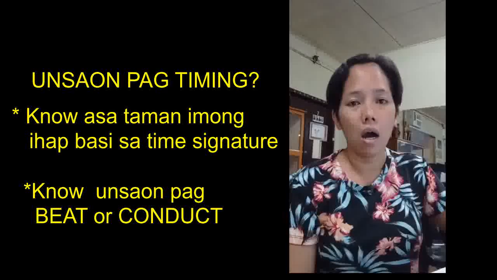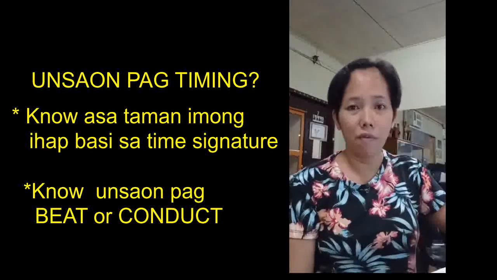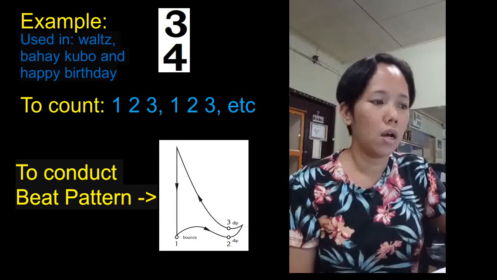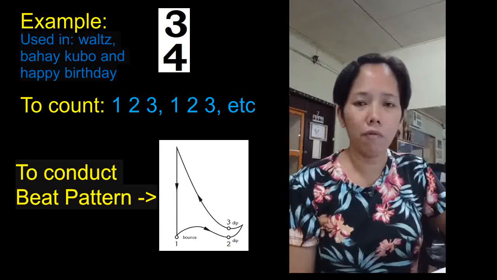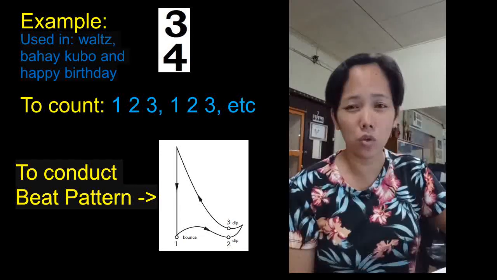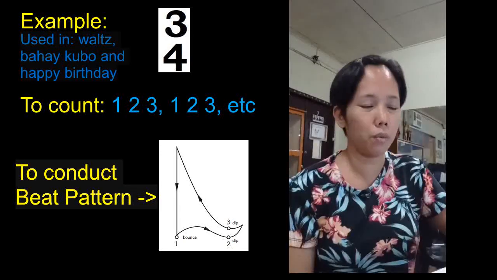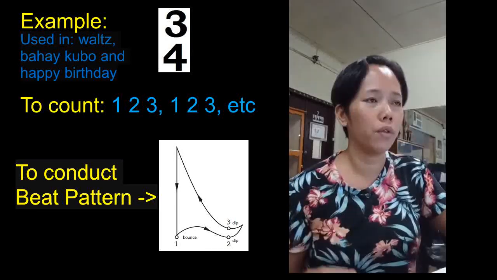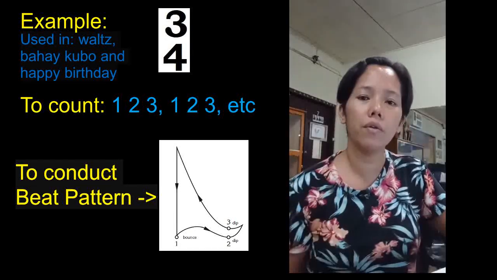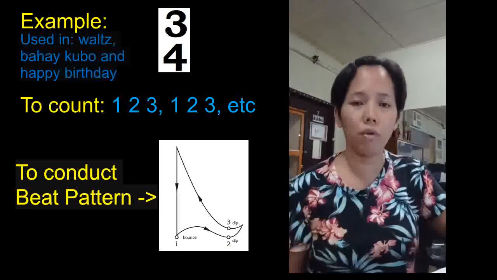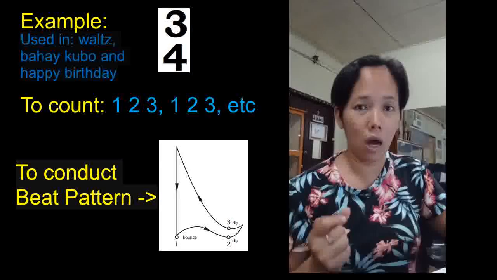So, I would like to use now the 3-4 time signature. So, if you have 3-4 time signature, kaning 3-4 time signature, it could be the time signature for the waltz, no? So when we have a waltz, nani itong timing? 1, 2, 3, 1, 2, 3, 1, 2, 3, 1, 2, 3. If we talk about counting it.